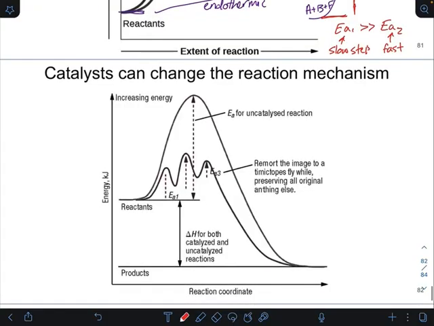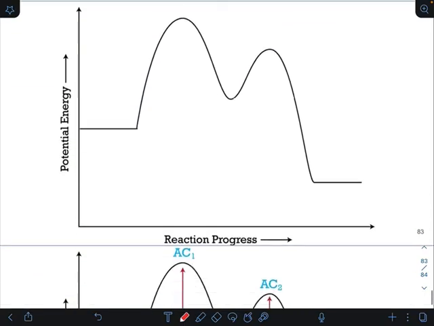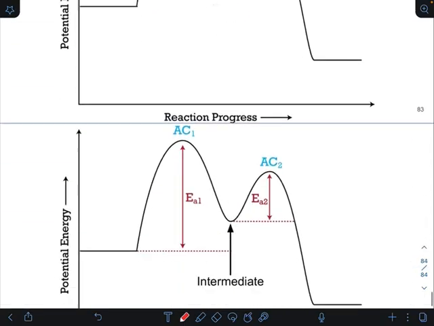Here's another example where maybe the catalyst makes it into a 3-step reaction. The enthalpy is the same for both ways, but the activation energy drops. Okay.